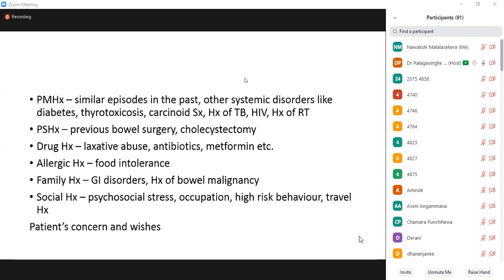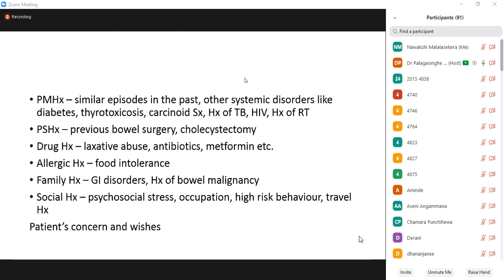Then, after the analysis of the presenting complaint and history, you would detail the systemic review, and go on to the past medical history. There you would be interested to know whether the patient has had episodes in the past, whether the patient has any medical illnesses like diabetes, thyrotoxicosis, and whether the patient had any history of malignancies, tuberculosis, HIV, and whether there was any previous treatment with radiotherapy or chemotherapy. Those are things you might be asking in the past medical history.